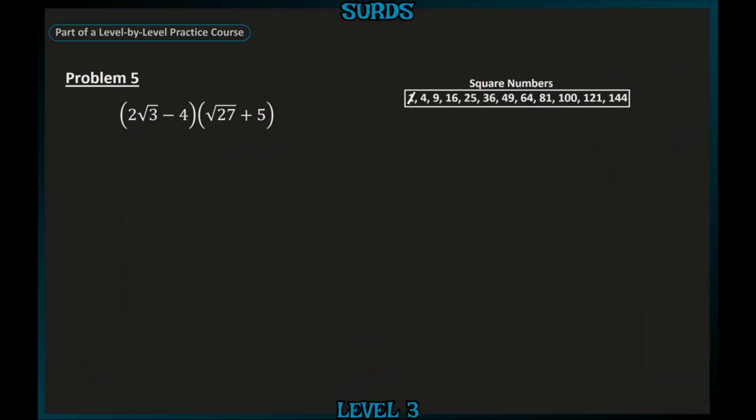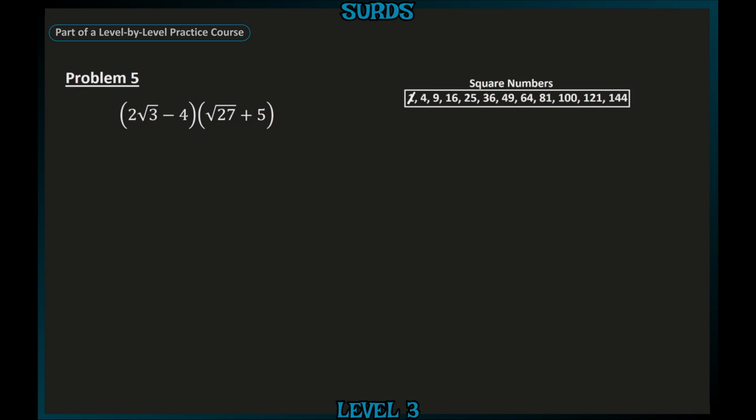In problem 5, we're simplifying 2 root 3 minus 4 multiplied by root 27 plus 5. Now here we need to expand the brackets, and if you'd like some more support with expanding brackets in general, please take a look in the top right of the screen now, where you can find a link to my expanding brackets course.